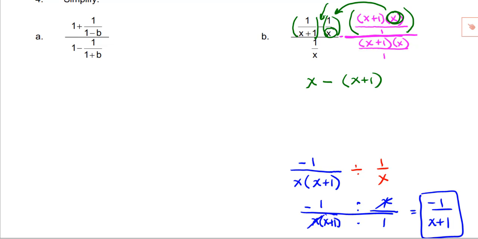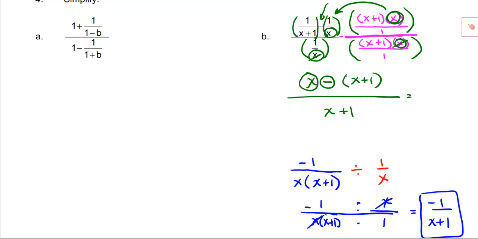But I have subtraction here, and I use parentheses for that second group. Over, well, when I multiply this by this, who's gone? This x and this x, good. And who's left? X plus 1. Now watch. What's x minus x? 0 minus 1 is minus 1 over x plus 1.